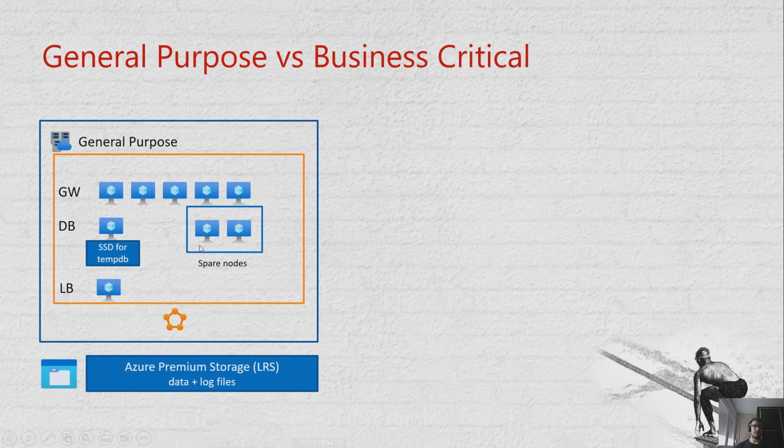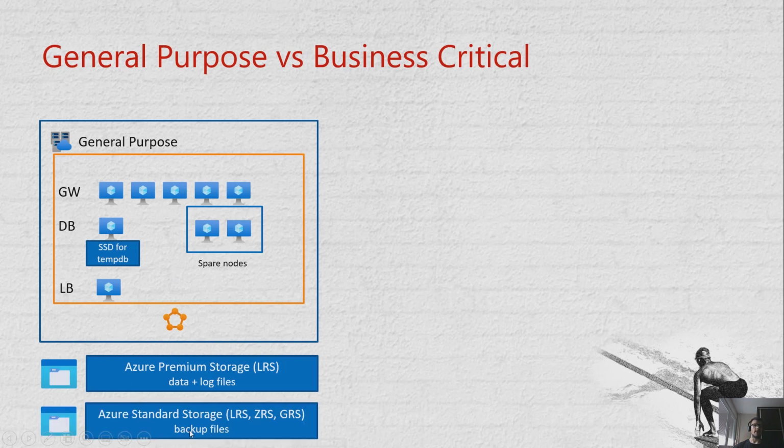In case of failover, the temp.db is spawned up on a spare node, and storage is being reattached from one virtual machine to another. And this is how the high availability stack looks like in the general purpose service tier. One additional storage that is used is storage for backup files. And we saw how, during instance creation, redundancy of this storage can be configured to be locally redundant, zone redundant, or geo redundant. So separate storage accounts for data and log files and for backup files. This is about general purpose.